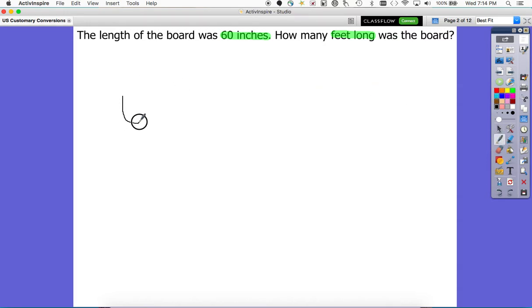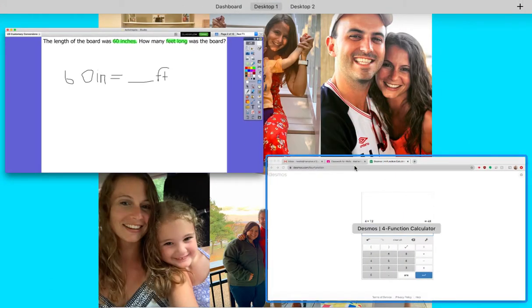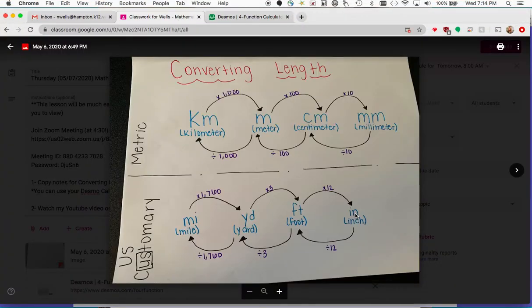Our problem gave us 60, it's awful, inches. I have to get to something feet. I'm going to flip back to my anchor chart. I'm going to put my mouse on inches because that's what it gave me. So I come right down here, inches. Now I have to get to feet. I wouldn't follow this arrow because that arrow is not pointing the right direction. So I would follow the arrow all the way over to feet.